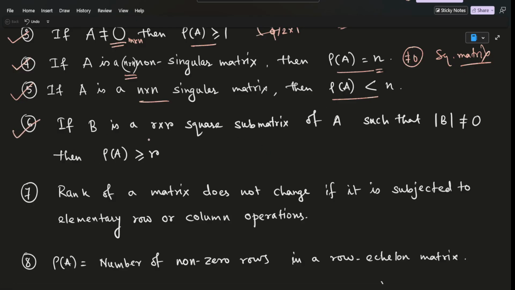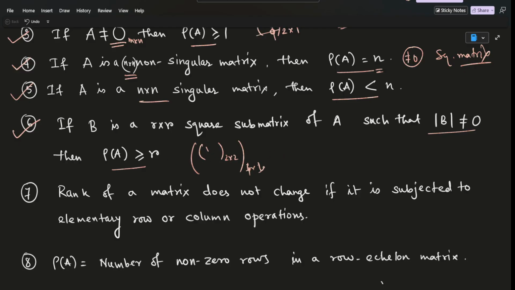Number 6 is that if B is an r by r square submatrix of A such that the determinant of B is non-zero, then rank of A is greater than or equal to r. What is that? Suppose we have a 3 by 3 matrix here, and a 2 by 2 submatrix here, such that this 2 by 2 submatrix is non-zero. That doesn't mean that rank is obviously 2. It is greater than or equal to 2.